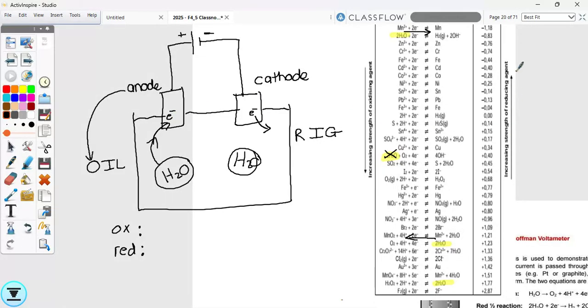Remember, these ones, reducing agents, will get oxidized. Yeah, so that means this one here is going to be the oxidation half reaction, because reducing agents would rather be oxidized. So I'm going to write it the wrong way around. So 2H2O forms H2O2.